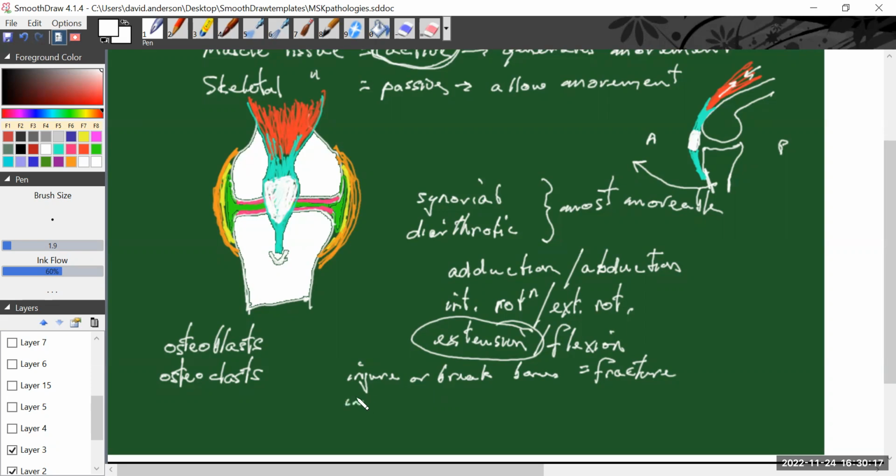But if we injure or tear a ligament, or we injure or tear a tendon, what do we call it? What's an injured or torn ligament called?